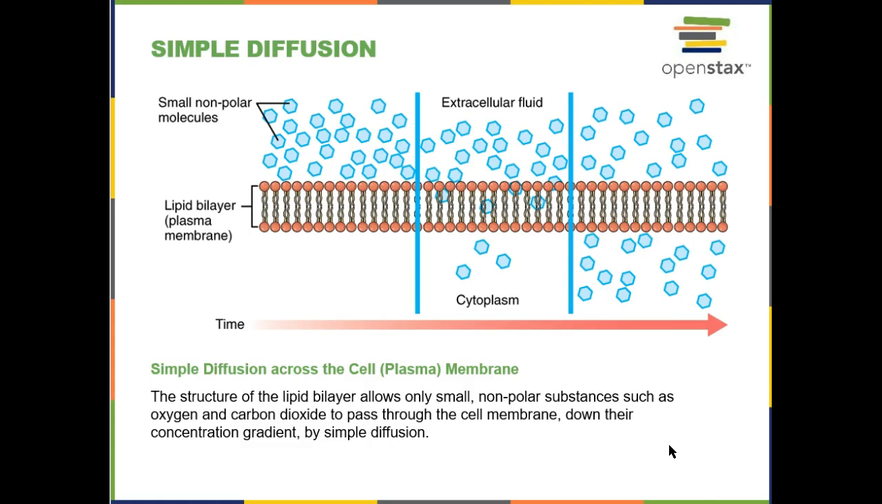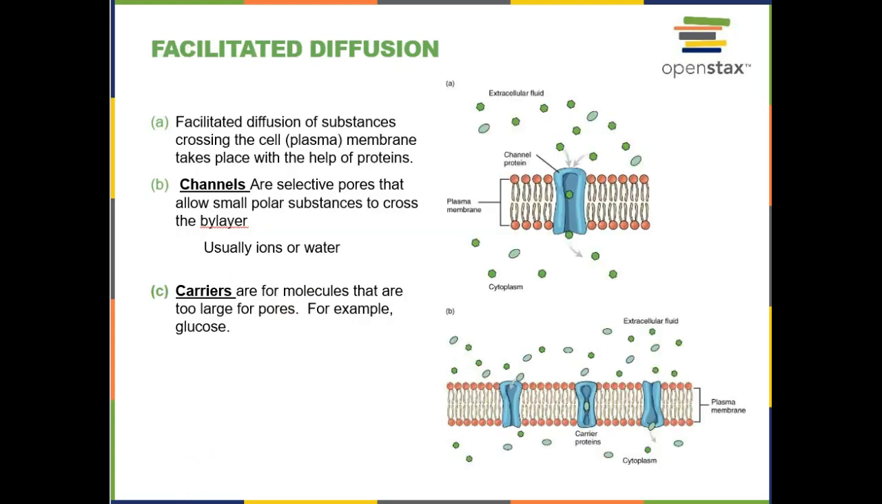So then, with simple diffusion, you have nonpolar molecules moving from an area of high concentration to an area of low concentration, passing directly through the membrane. This is how CO2 works, oxygen works, and water to a certain extent can also pass through the phospholipid bilayer. So water can diffuse.